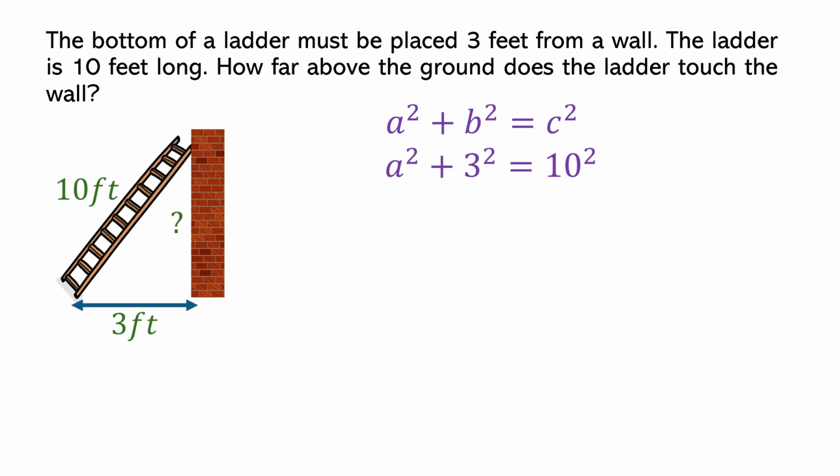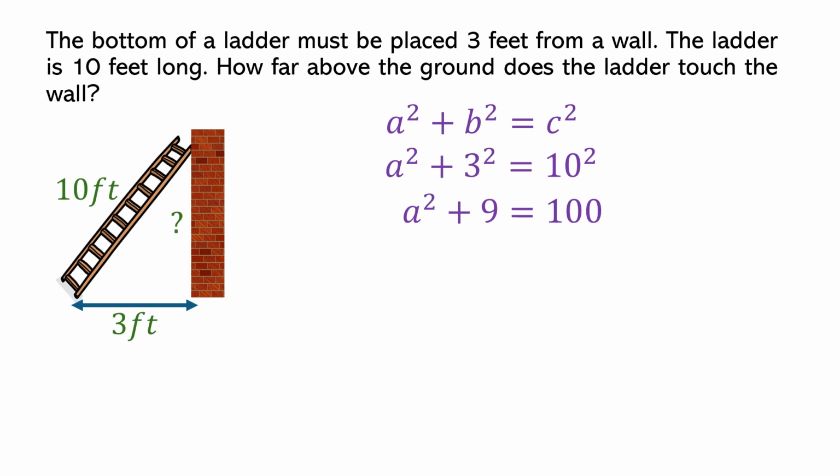And then let's just copy the a squared and take the squares of 3 and 10. What does it mean to square? It means you multiply it by itself. So it's 3 times 3, and 10 squared is 10 times 10. 3 times 3 is 9, so we'll just copy the plus and then 9 equals the square of 10, which is 100. 10 times 10 is 100.